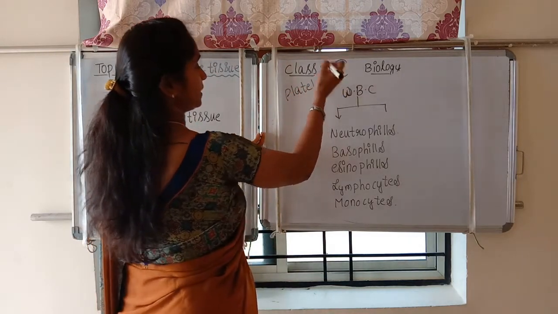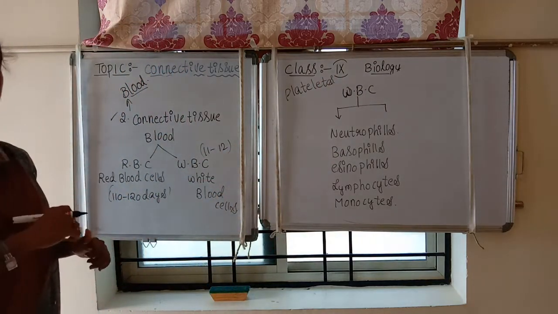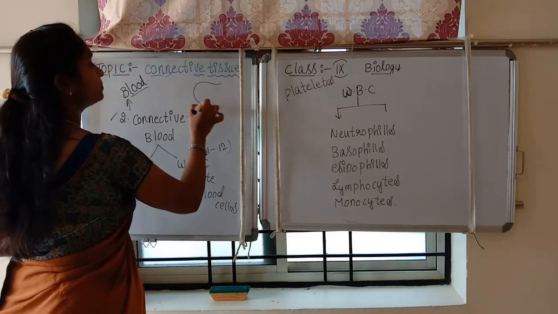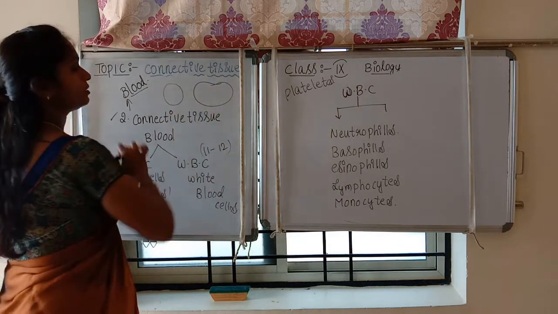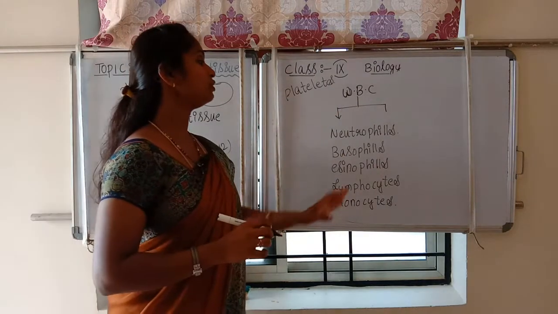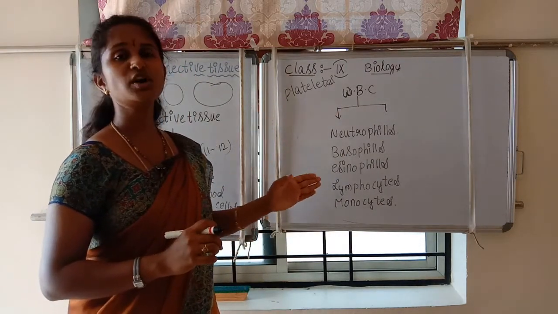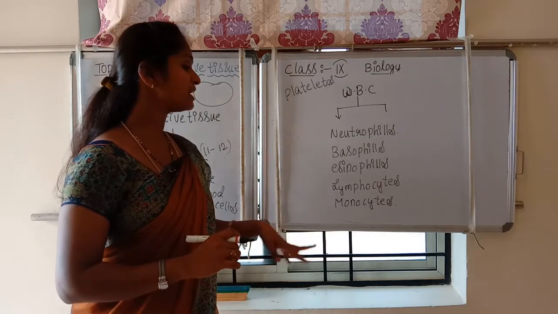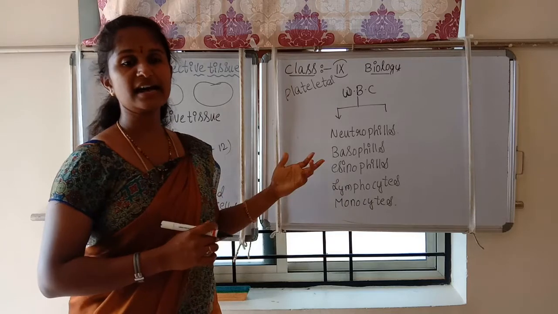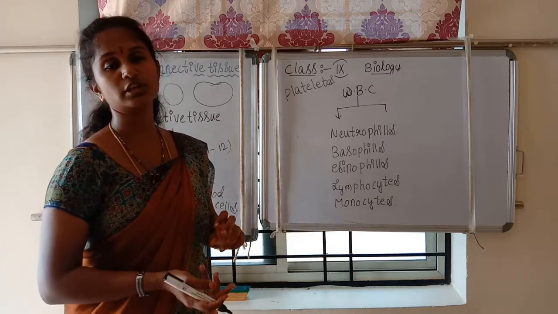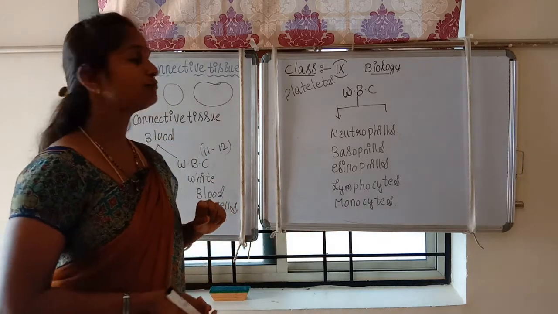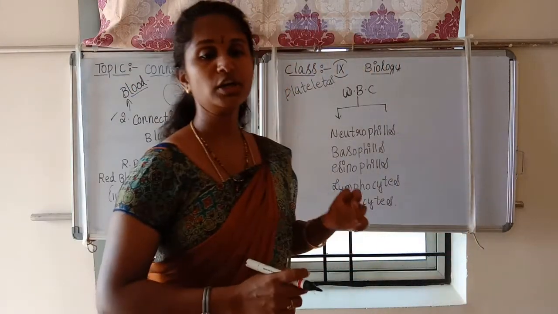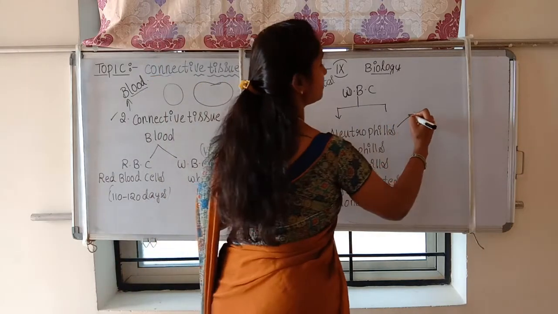The red blood cells are only one type, and the shape of the red blood cells is biconcave, oval. But WBC have types: neutrophils, basophils, eosinophils, lymphocytes, monocytes. These have different nuclei, and the shape of the nucleus also differs. Now first we will see the neutrophils. Polynuclear means many nuclei are present.